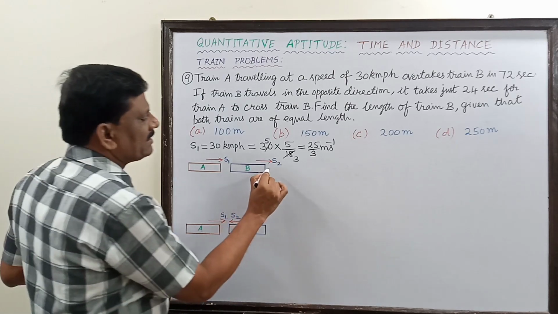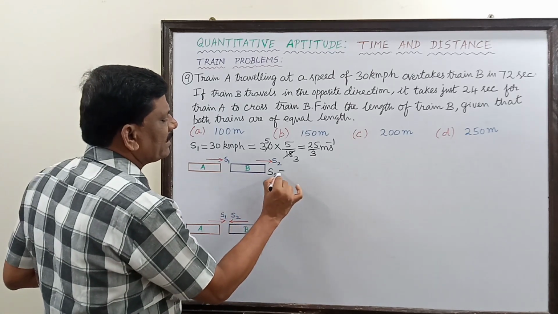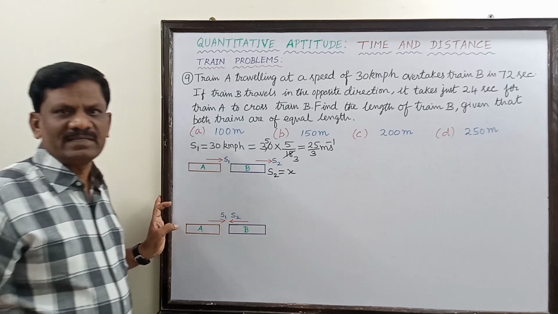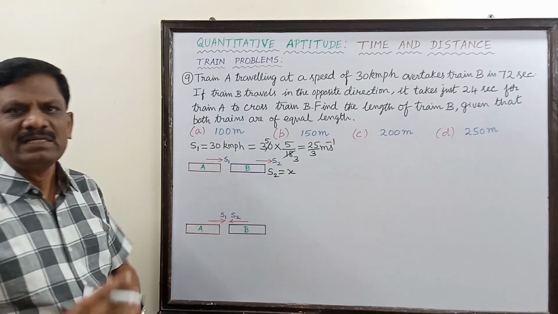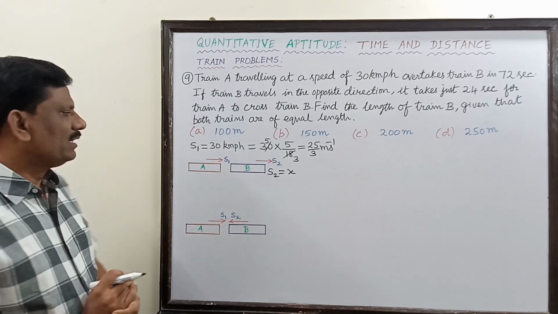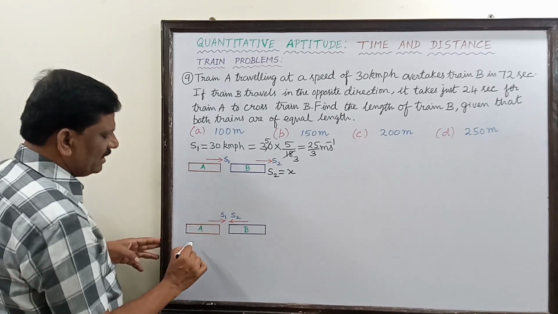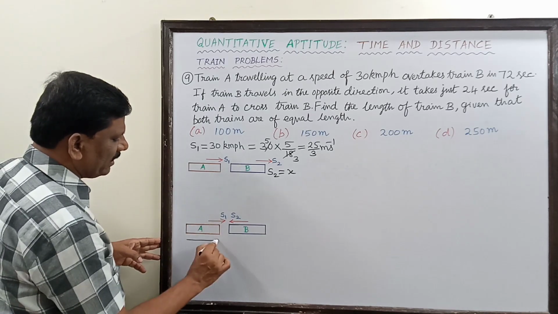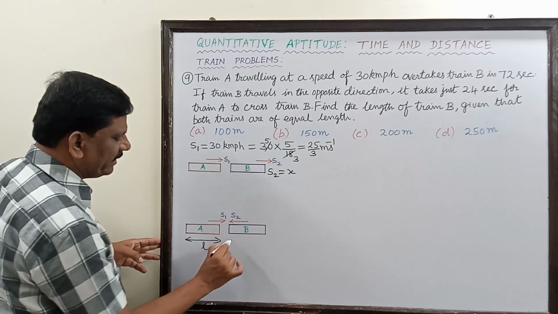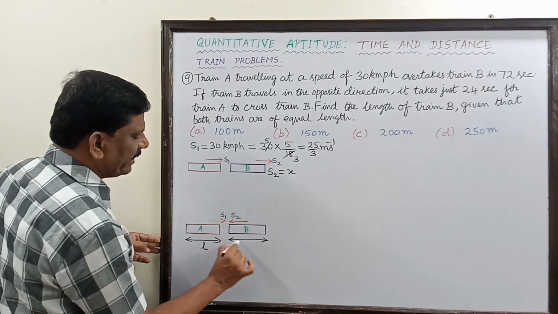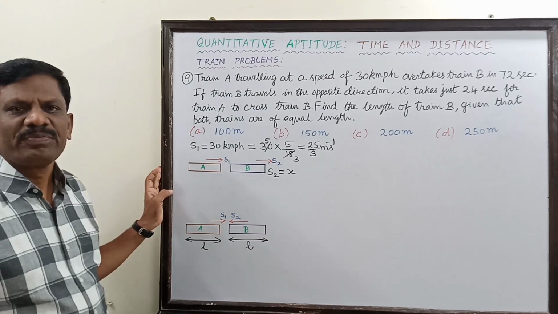Now the speed of the second train is not given, so let us take S2 equal to X. Let X be the speed of the second train. Also both trains have the same length, so let us take the length of each train as L. L is the length of each train.